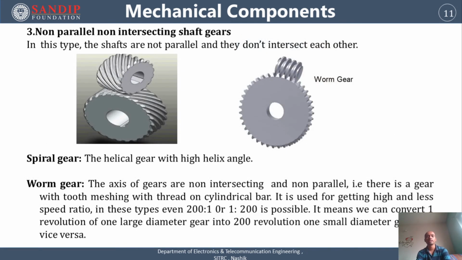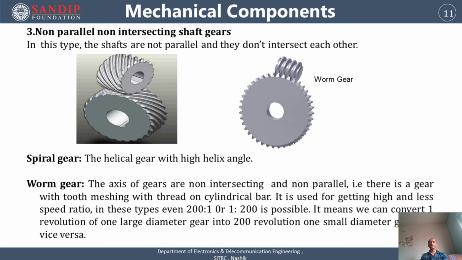The third important type of gears is non-parallel and non-intersecting. Here gears are not intersecting, and their axes are not parallel to each other. Hence, the shafts are not parallel and do not intersect with each other. The first example is the spiral gear. Here these are helical gears with a high helix angle. They are rotating, but teeth are not intersecting with each other, and at the same time their shafts are not parallel to each other.